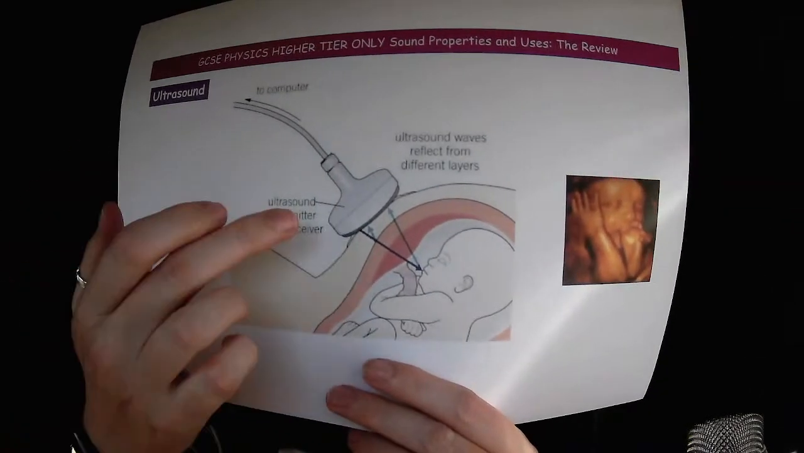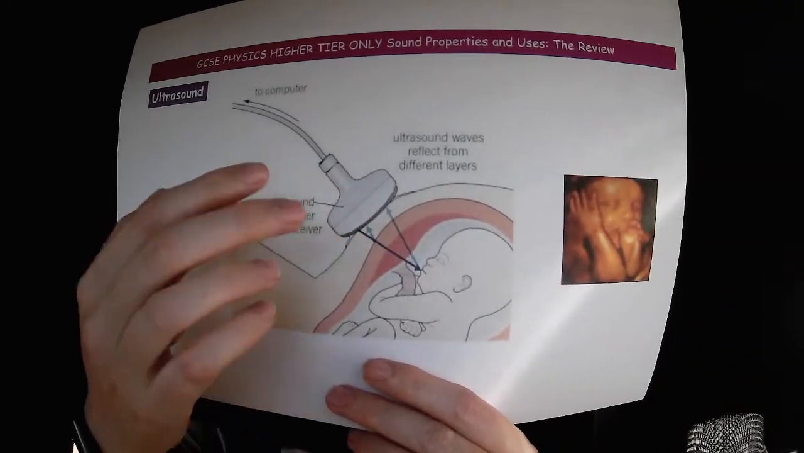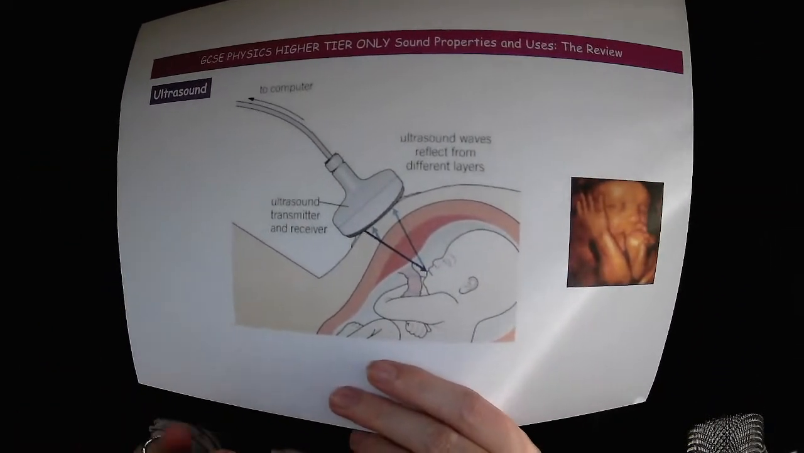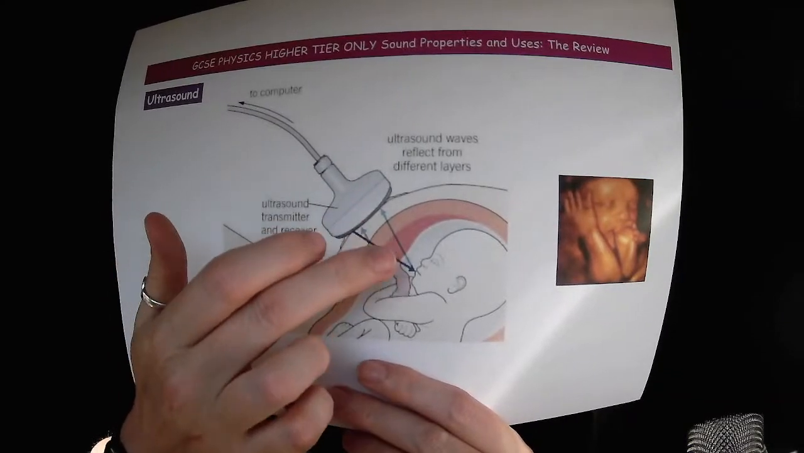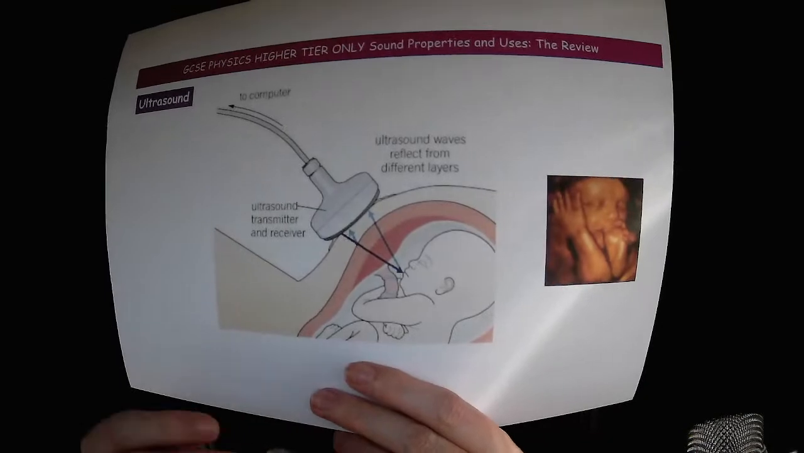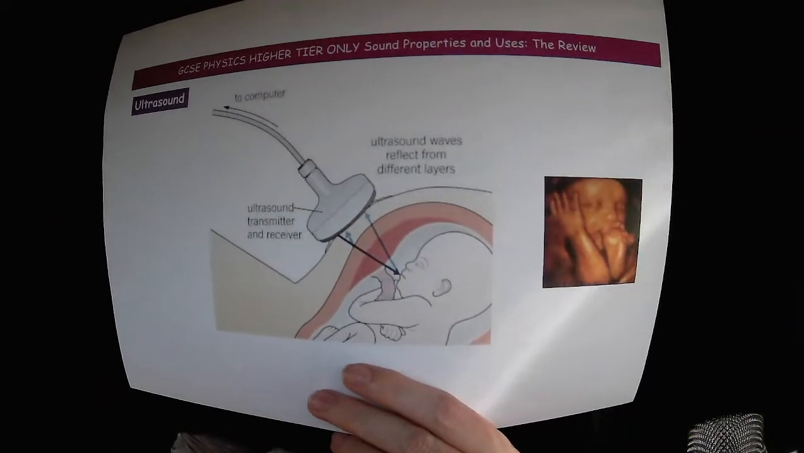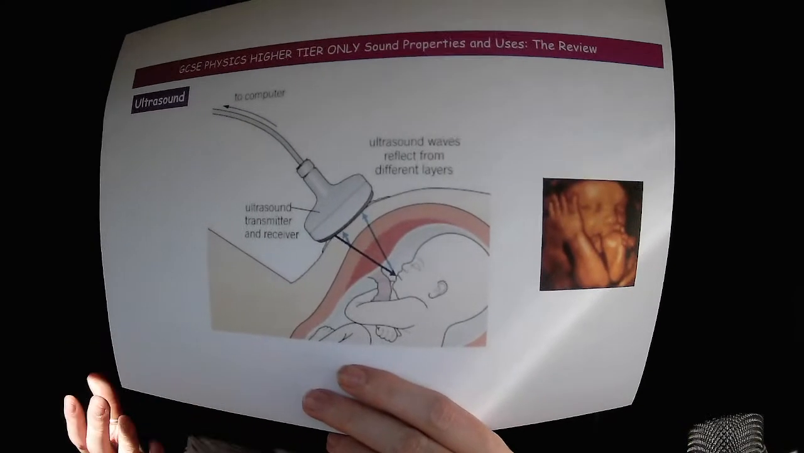and it will know how long it took for that wave to travel in and back. From that, we know the speed at which they're travelling, we know the time it's taken, so we can then work out distances. And the computer basically processes all of this information coming back from all of the different reflections and generates the image of the baby on the screen.